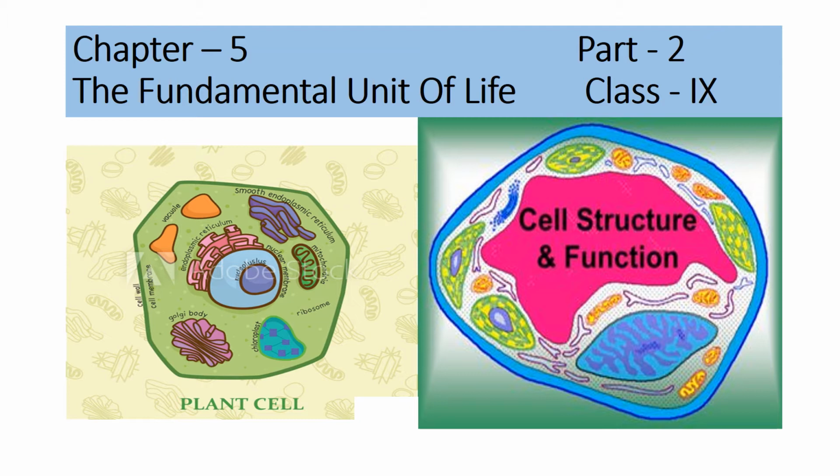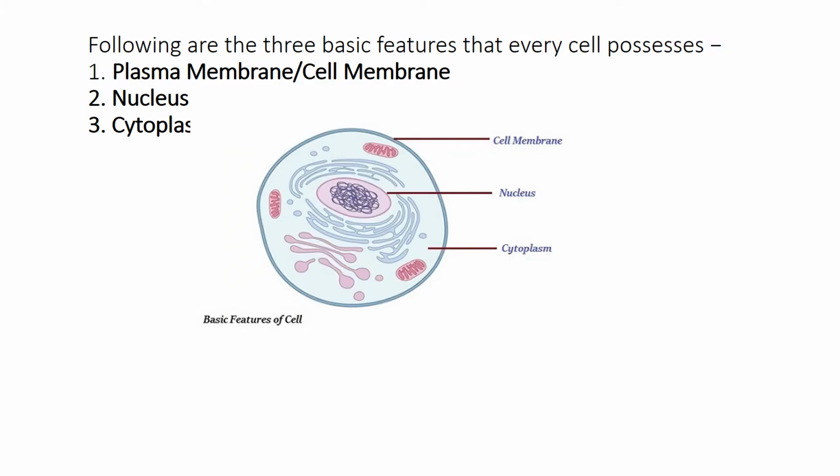This is part 2 of chapter 5, the fundamental unit of life. In this part of the video, you will study the plasma membrane, which is the first part of the cell. This is the structure of the cell, and a cell has three basic structures. The first is the cell membrane or the plasma membrane. The second is the nucleus, and in between the nucleus and the cell membrane is the fluid portion, that is the cytoplasm. Inside this cytoplasm, so many organelles are present.